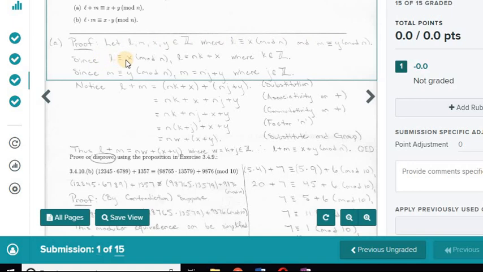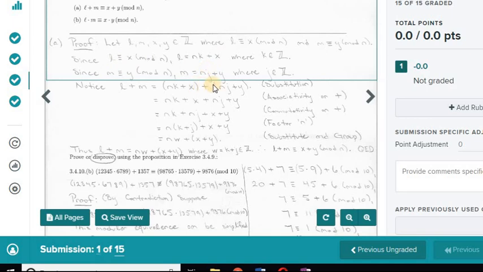So since L is congruent to x mod n, L equals nk plus x. All right, this is very good, right? This is the basic definition of modular equivalence. This is the other definition of modular equivalence. And then here also we have m and y differ by a multiple of n. So that's very good.